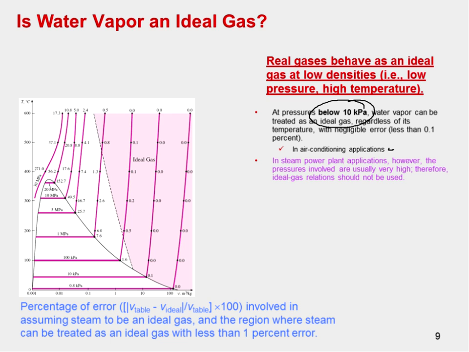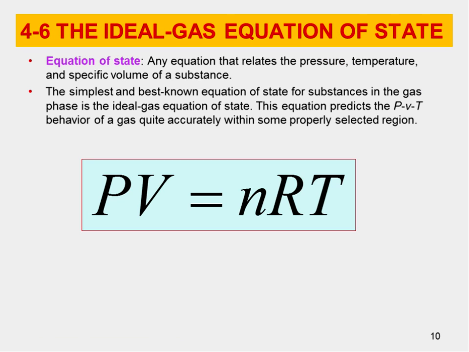However, in steam power plant applications, the pressures involved are very high. And even though they have high temperatures, the pressures are high. So in steam power plant applications, or whenever we're talking about steam machines, you cannot use the ideal gas law. Then you have to go and solve the problems using the tables. Remember the ideal gas equation of state relates pressure, volume, mass, the ideal gas constant, and temperature. This is the simplest and best known equation of state for substances.